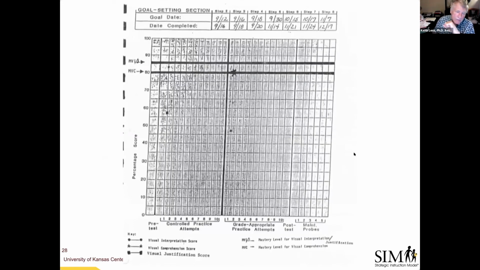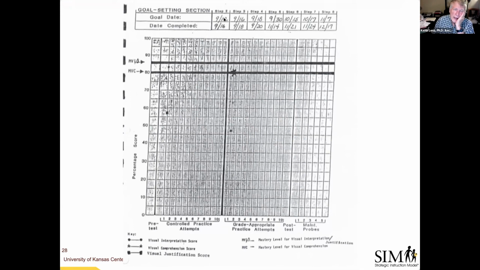I didn't have a chance to do a blank one of these, but this is one where we have the main ideas and details and the comprehension scores. And this is a chart: pretest score, then the controlled practice attempts, the grade-appropriate practice, and the post-test, and then after the intervention, a place to chart progress goals. We also ask the student to set goals.